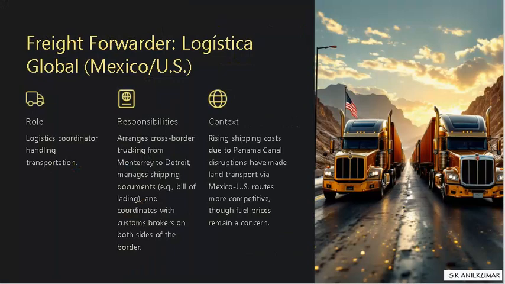Now comes the freight forwarder. For example, Logistica Global is a freight forwarder. They work in the Mexico-US corridor. What is their role? They act as a coordinator for handling the transportation of these goods. They are responsible for arranging cross-border trucking from Monterrey to Detroit. They have to manage the shipping documents, for example, bill of lading or a truck receipt or whatever is required, and then coordinate with the customs broker on both sides, the US side and the Mexico side. There is a rising cost of shipping, so they have to manage it in a fashion that the customer is also happy and they also have a margin.